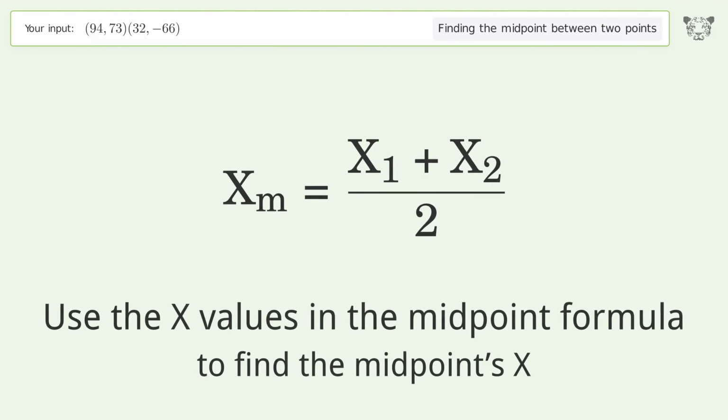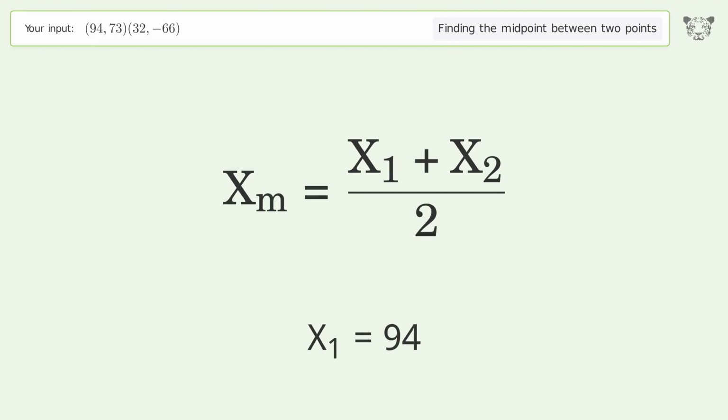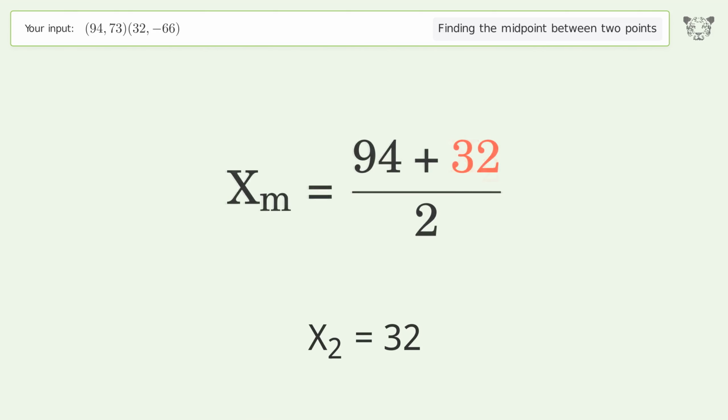Use the x values in the midpoint formula to find the midpoint's x. x1 equals 94. x2 equals 32. Simplify the arithmetic.